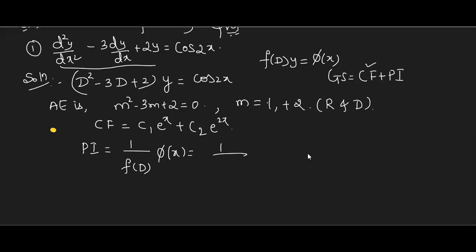upon D square minus 3D plus 2 operating on, what is my phi of x? What is the RHS function? Cos of 2x. Okay. Now this case belongs to case 1 or case 2? It belongs to case 2, where we have to replace D square by, coefficient of x is what here? 2. Square it and attach a minus sign. What is this quantity? Isn't it -4?